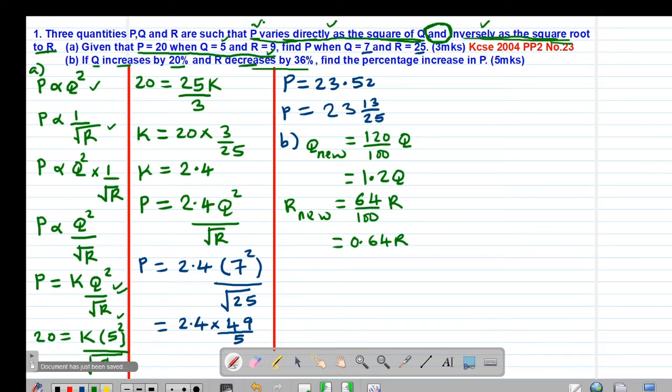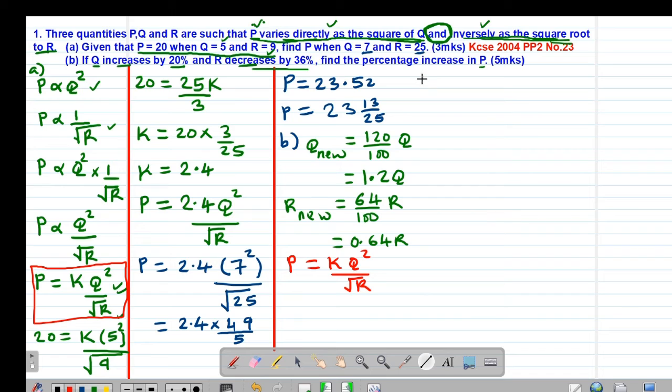So to find the percentage increase in P, you need to have the original value of P and also the new value of P. Remember the original P in terms of K was given by this equation here. P is equal to KQ squared, divided by the square root of R. This was our original P.